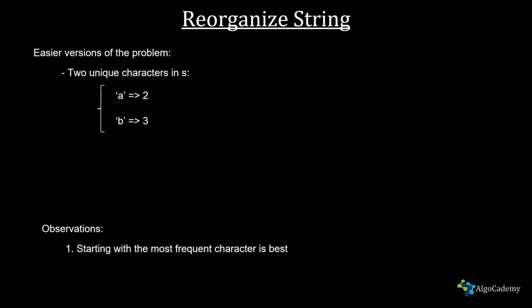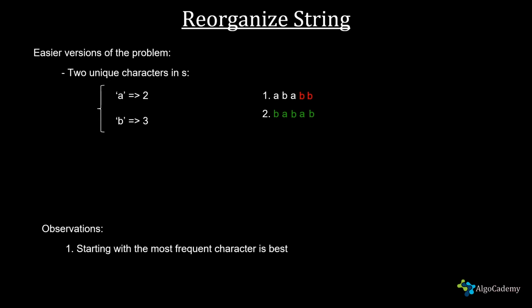Let's take another example, 2 A's and 3 B's. If we start with an A, we will have A, B, A, B, B, so this is not valid. But if we start with a B, we have B, A, B, A, B, which is valid, so our assumption still holds true. Now we know how to solve the problem for 2 unique characters. If the absolute difference of their number of occurrences is greater than 1, then we will have no solution. But if it is at most 1, then we will start with the most frequent character, and then, of course, the solution is going to construct by itself.